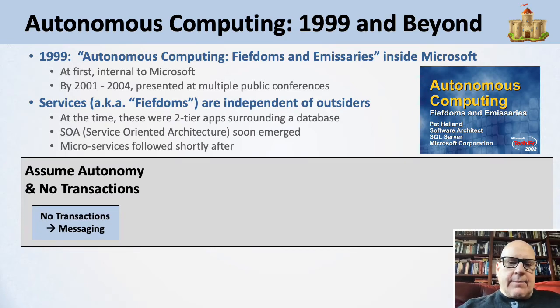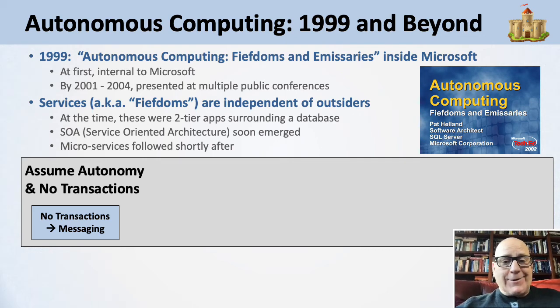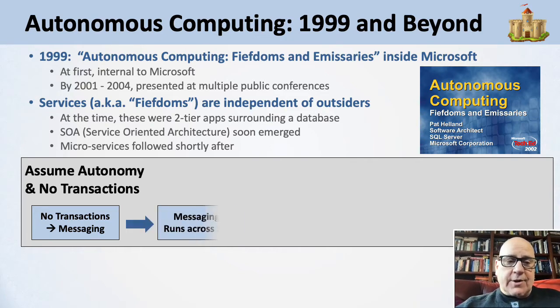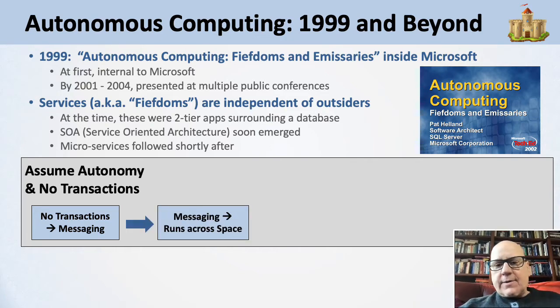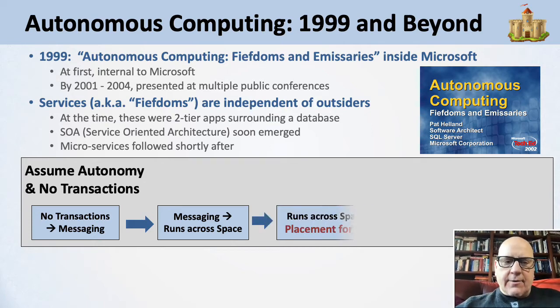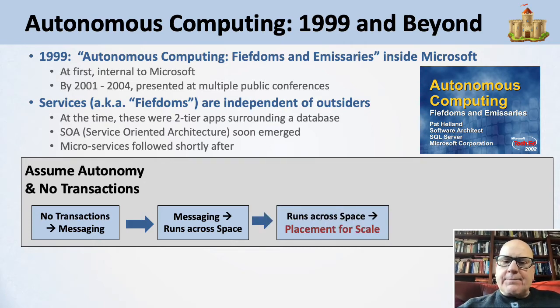The big idea behind autonomous computing is, let's assume autonomy. I'm different from you, I'm independent from you, and so I'm not going to really do some things with you, like no transactions. I'm not going to do database transactions with an outsider. So if I have no transactions, the only thing I have is messaging. If I have messaging, that's going to run across space, across my work and across your work, and we're going to do stuff together. And placement across space will end up showing how we can do placement for scale.